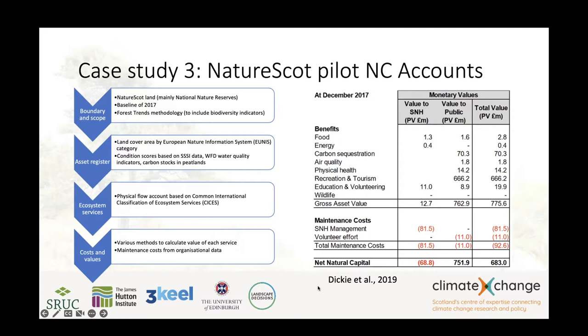And then from that they developed an ecosystem service account using, again, a standard international system, the CICES system, to link those ecosystem services to the assets. And then they did some costing and valuation. On the right, we can come back to it if you want, but that was the monetary valuation done for NatureScot lands on the basis of that approach. So those are the three case studies.